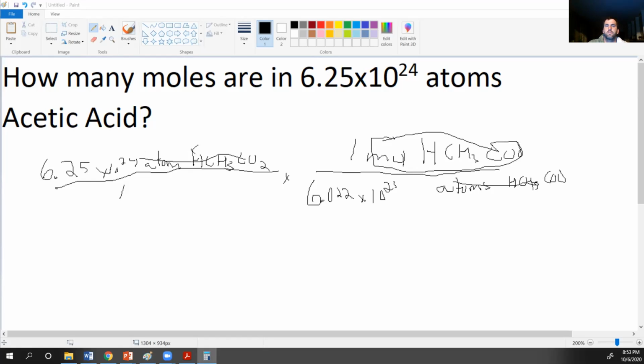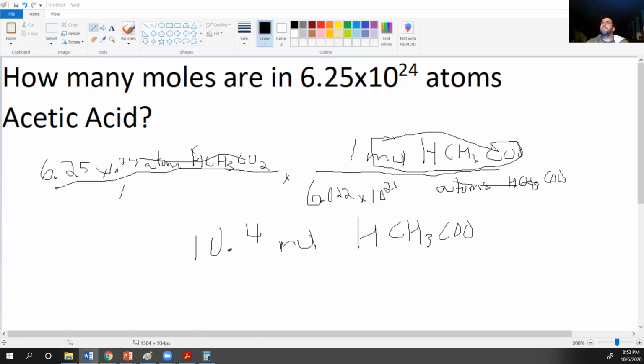So it would be 6.25 times 10 to the 24th divided by 6.022 times 10 to the 23rd. And I get 10.3786, okay? I need to round up to 3 significant figures. So it would be 10.4 moles HCH3COO.